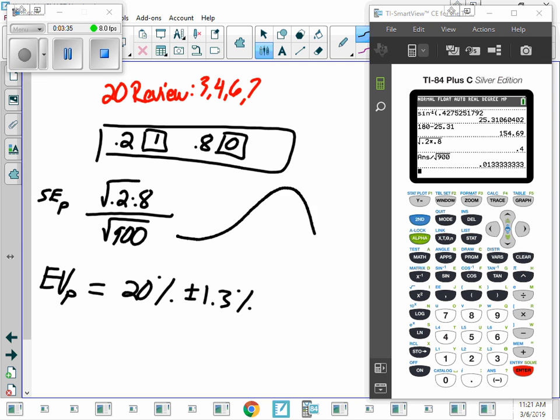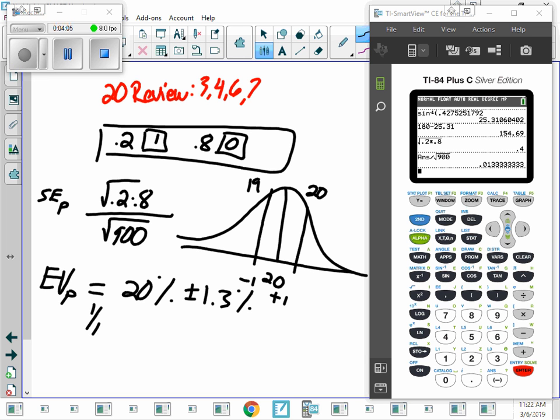Chapter 5. My expected value is 20, and I want to know from 19 to 21. Should I use edges? How many draws did I make? 900. That's quite a few. So I'm not going to worry about edges. So that's plus 1 and minus 1. And 1 divided by 1.3. Oh, sorry, 21. Isn't it 21? Yeah, I wrote it down wrong.